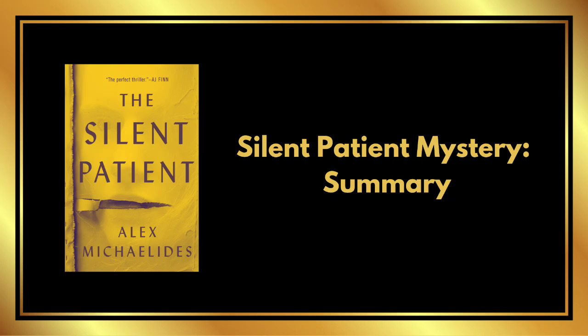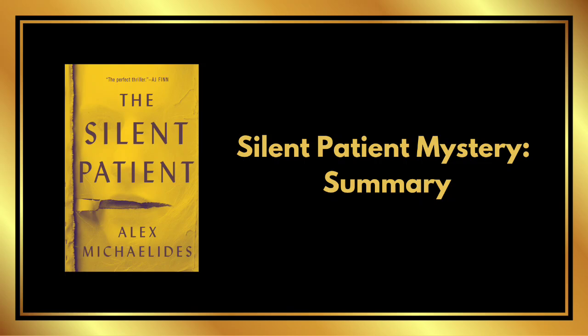Her cryptic words set off a chain reaction in Theo's mind. Could Gabriel have orchestrated the entire event? Could Alicia's paranoia have been justified? As Theo pieces things together, he realizes he's closer to the truth than he ever imagined. 4. The shocking twist and final revelation.